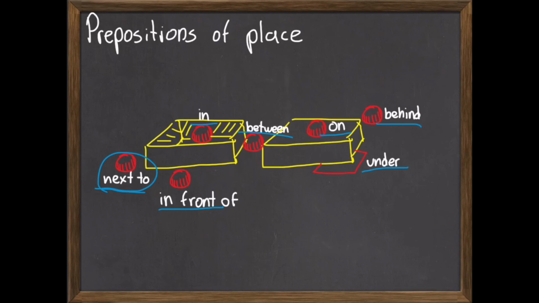Next to, another example. The table is next to the couch. In front of. The pencil is in front of the book. In. The book is in the bag. On. The book is on the desk. Between. The pencil is between the book and the bag. Behind. The cat is behind the couch. Under. The cat is under the table.